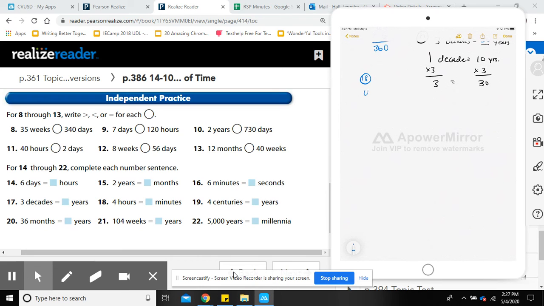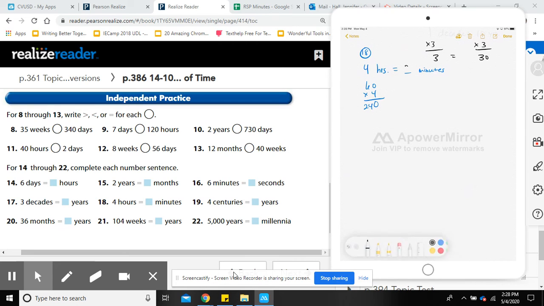Okay, so 4 hours is equal to how many minutes? Okay, so how many minutes are in an hour? There are 60 minutes in an hour. So 60 times 4 is going to give us how many minutes are in 4 hours, right? So 60 minutes times the 4 hours. This is 0. This is 24. So there are 240 minutes in 4 hours.